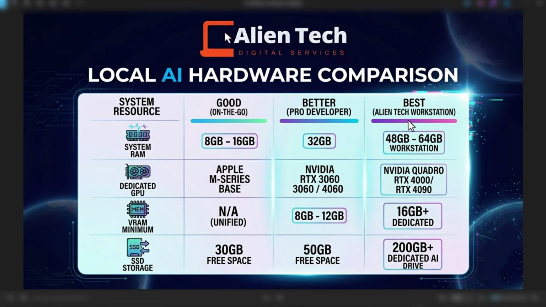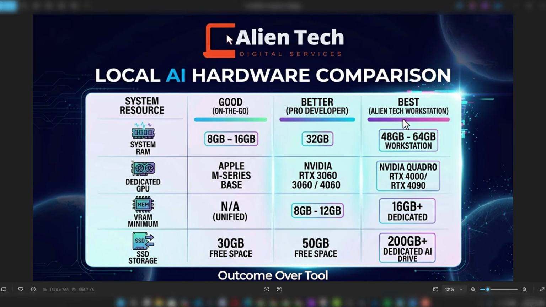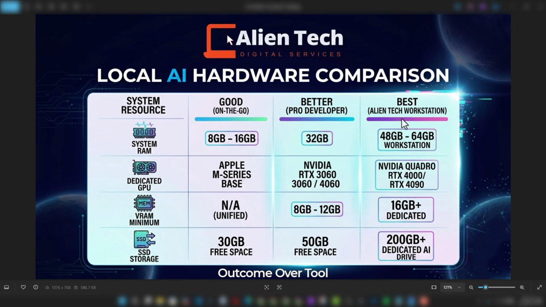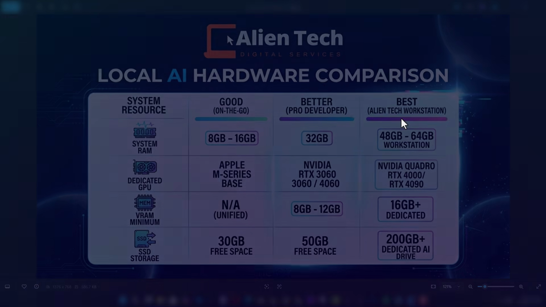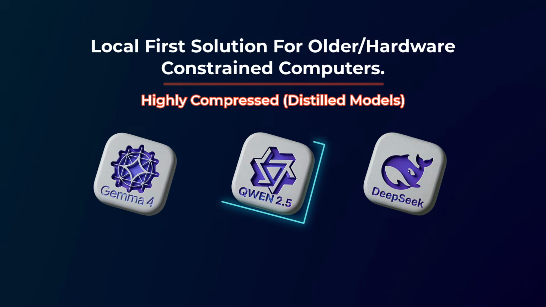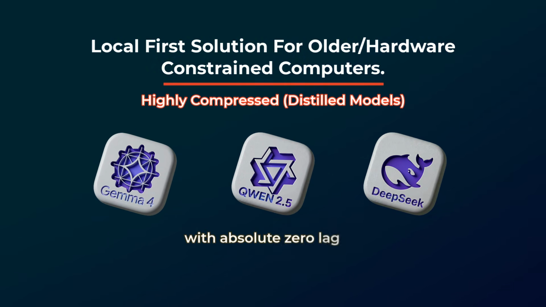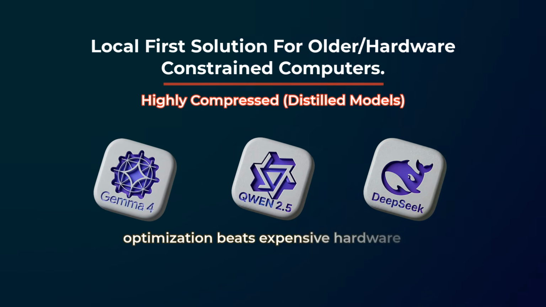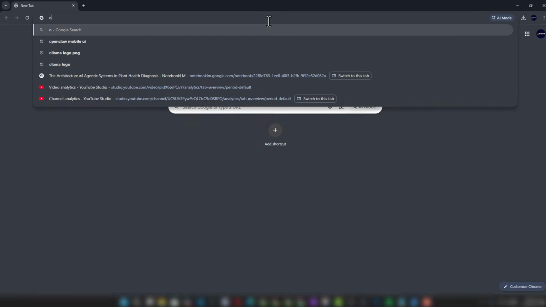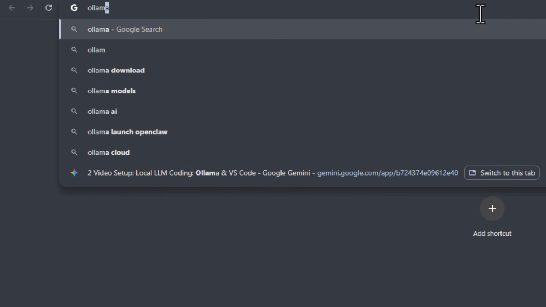But here is the real value milestone: outcome over tool. Even if you are running on an older or hardware-constrained computer, you are not locked out of this revolution. You can pull lightweight, highly compressed tiny models like Qwen 2.5, 1.5 billion parameter with absolute zero lag. Optimization beats expensive hardware every single time. Now, without any further ado, let's dive into our Ollama installation.